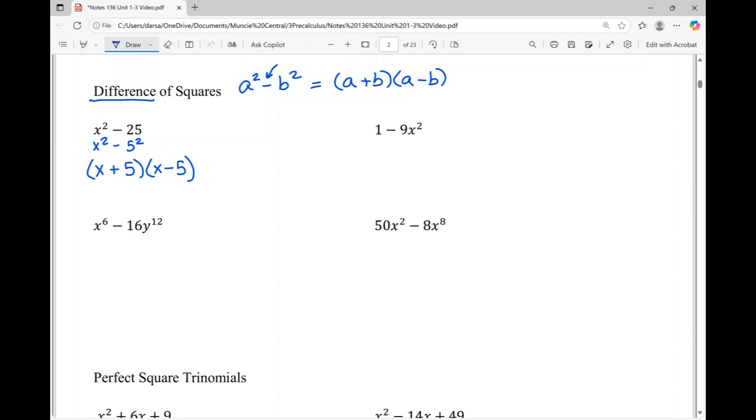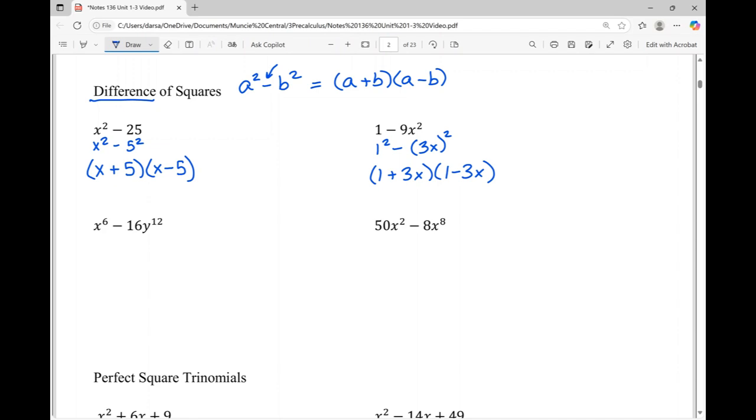If we look at the second one, this one's a little more complicated because, okay, what is 1? It's 1 squared. And if you think about it, what squared gives us 9? A 3. And then x squared gives us x squared, right? So what is the thing that we're squaring to get 9x squared? We're squaring 3x. So you have to square root both pieces. And now this is going to factor to first plus second, first minus second. Nice, fast, quick. We always want to think about those.